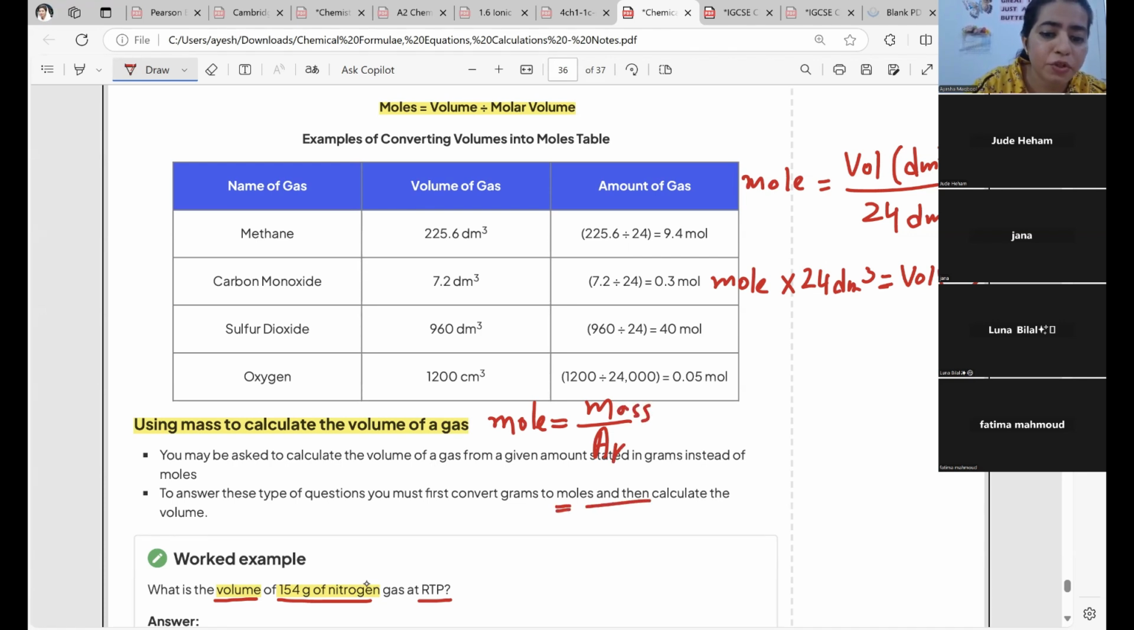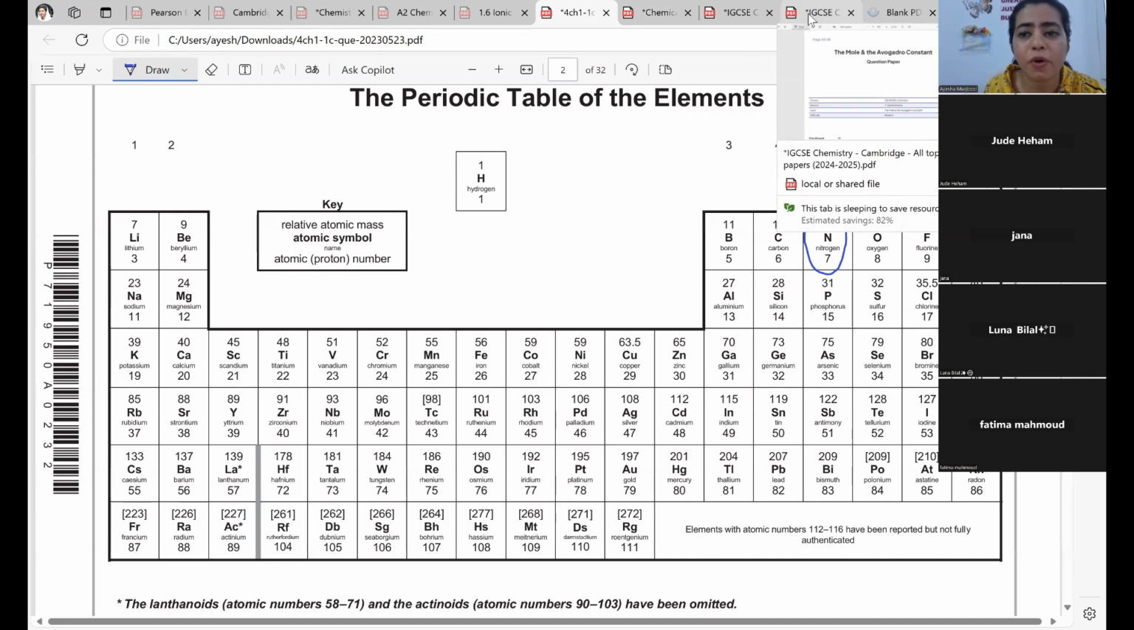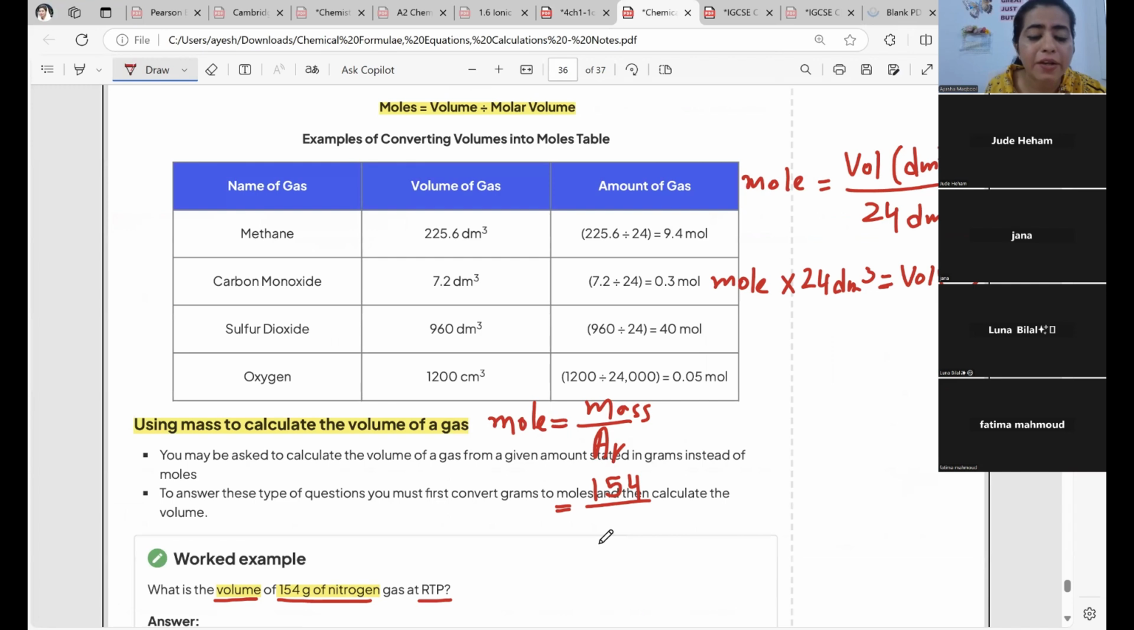So mass is given to you, 154. AR of nitrogen you can check from the periodic table as well. Otherwise, keep remembering the simple ones. Nitrogen is 14. And nitrogen is present in the form of diatomic, two atoms together, N2. Okay, so nitrogen gas is N2.